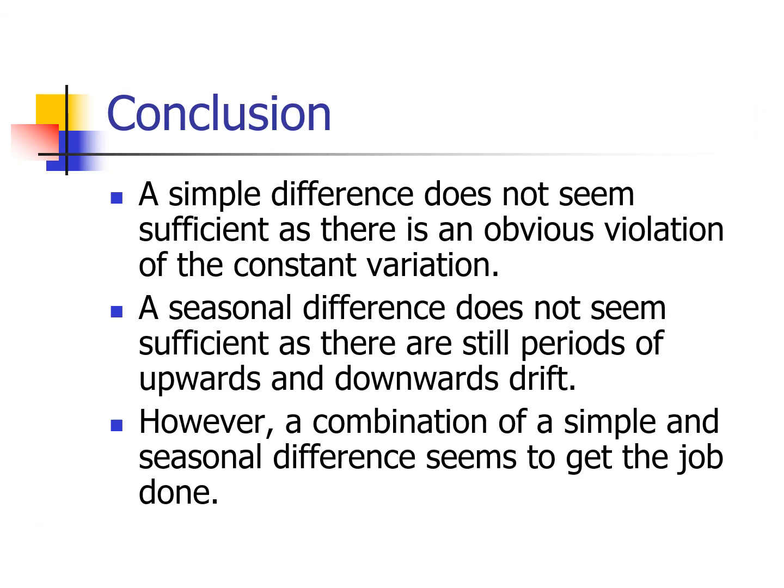Oh, so here we are. Yeah, a simple difference does not seem sufficient. There's an obvious violation of the constant variance in that case. The seasonal difference didn't seem sufficient as there were alternating periods of upwards and downwards drifting. But the combination of the two, right, seems to get the job done. Let's get her done.